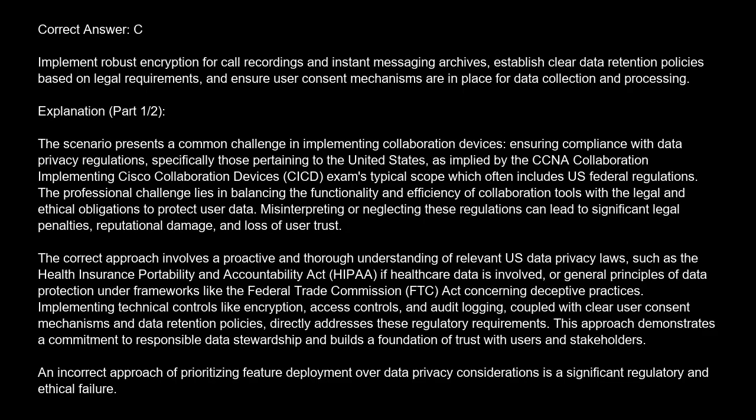The correct answer is C. Implement robust encryption for call recordings and instant messaging archives. Establish clear data retention policies based on legal requirements, and ensure user consent mechanisms are in place for data collection and processing.